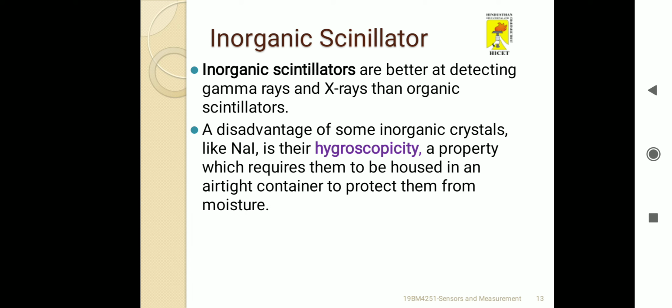The only disadvantage of inorganic sodium iodide crystals is a special property called hygroscopicity. Because of this property, we maintain the scintillator in a protected container in order to avoid moisture.